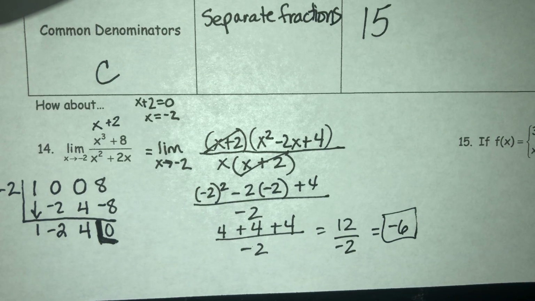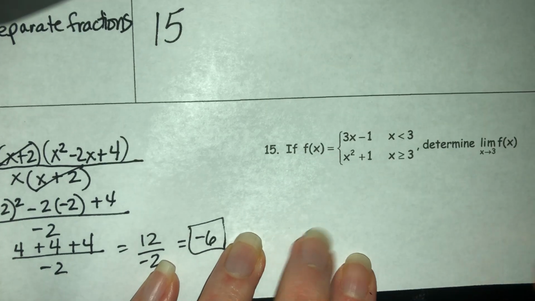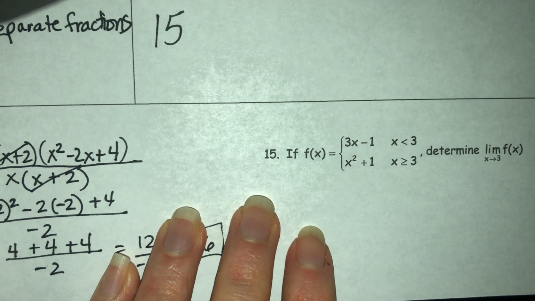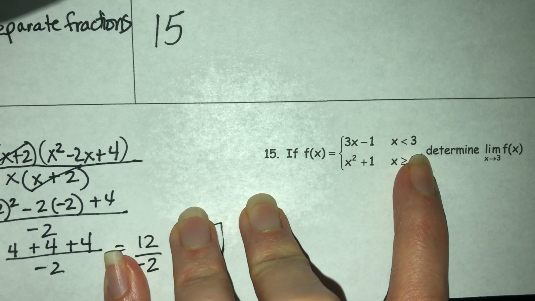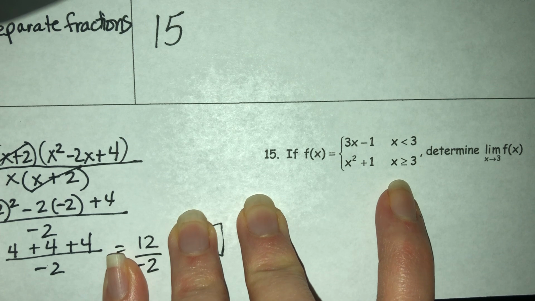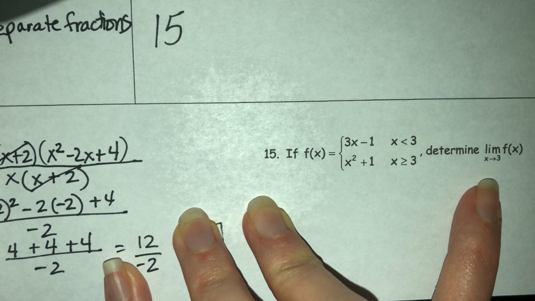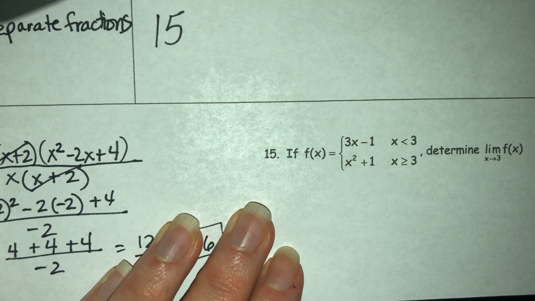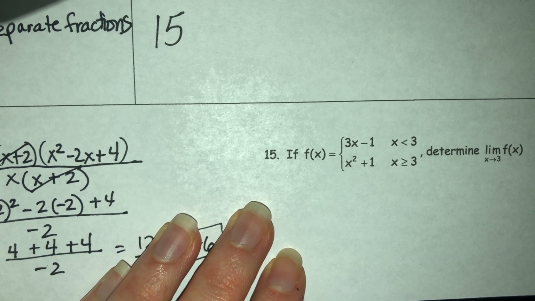Okay. We just have one problem left to do on algebraic methods of solving limit problems. This is a piecewise defined function. If f of x is equal to 3x minus 1 for x values less than 3, and x squared plus 1 for x values greater than or equal to 3, determine the limit as x is approaching 3 of the function f of x. Oh my goodness, Mrs. Heiss, how do we do a piecewise function? There's too much math here. It's okay. It's not that bad.